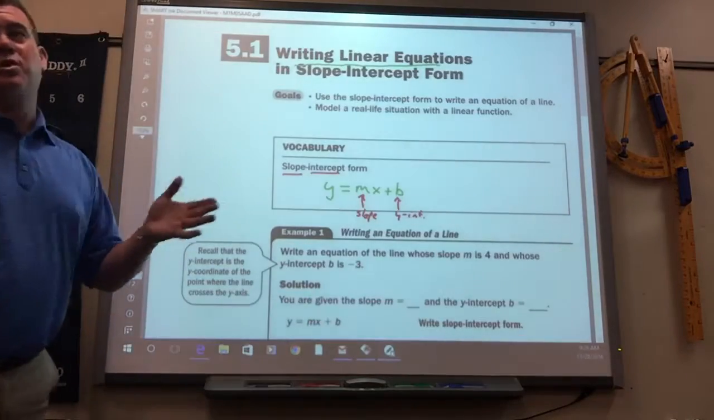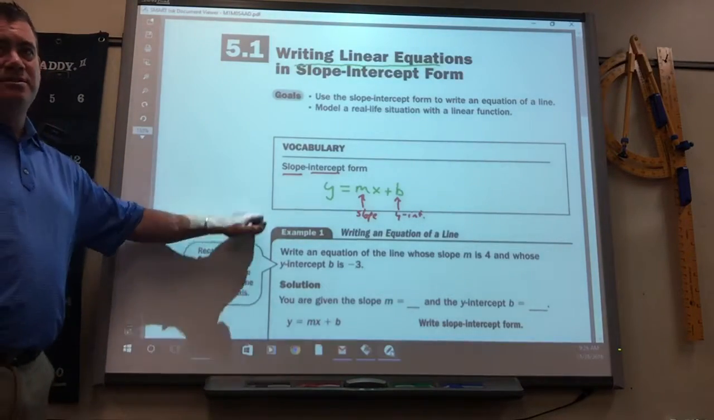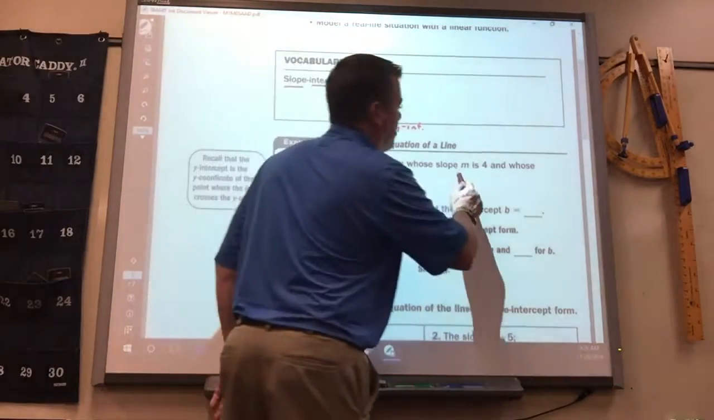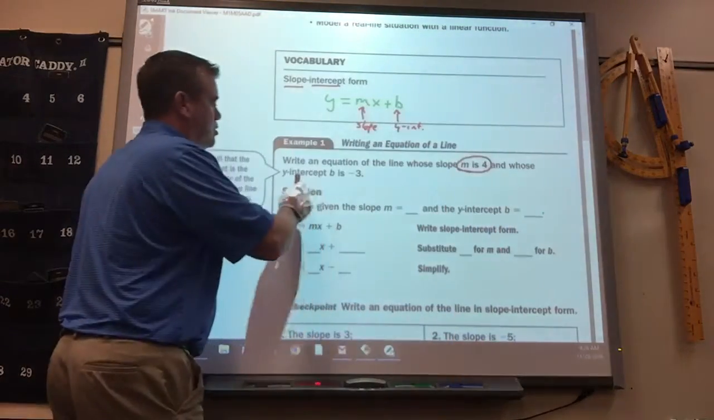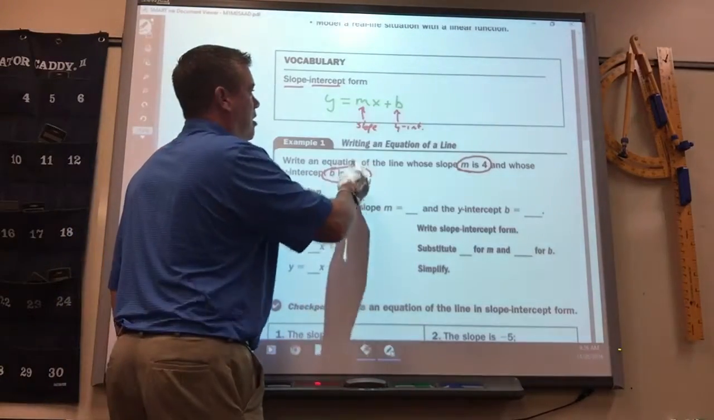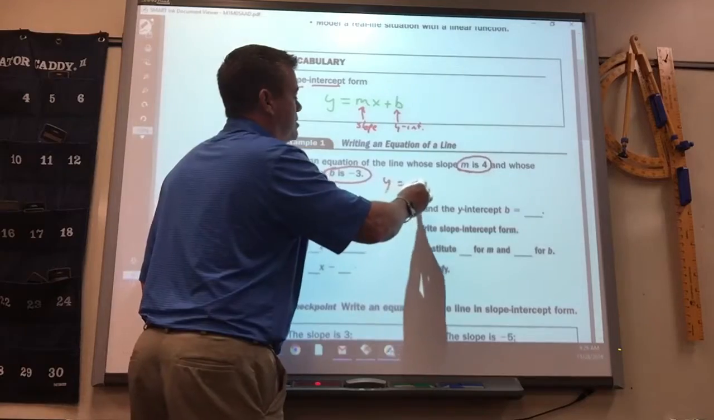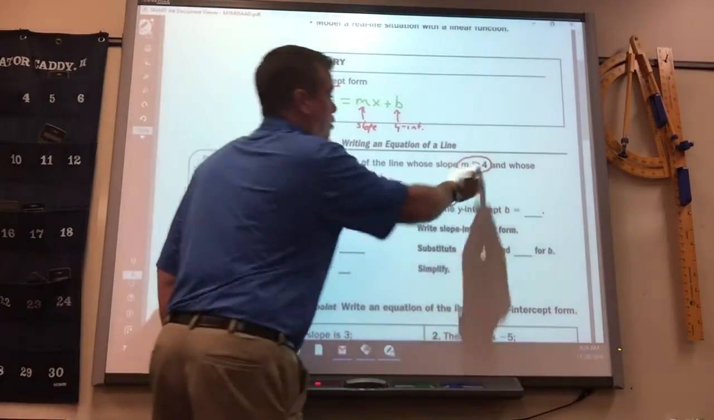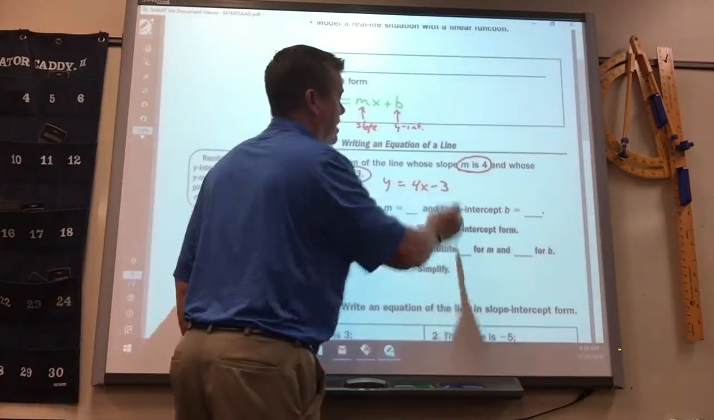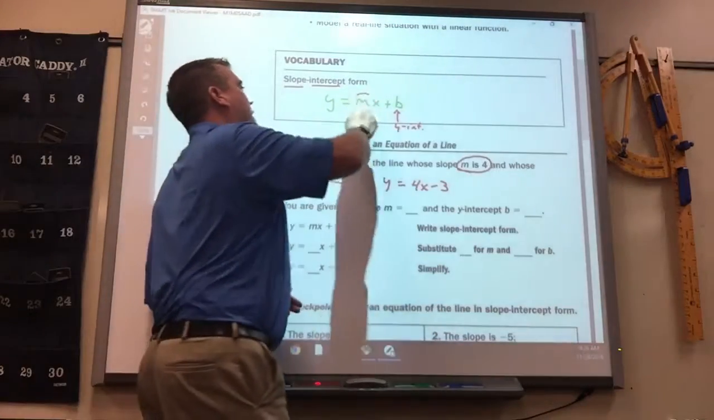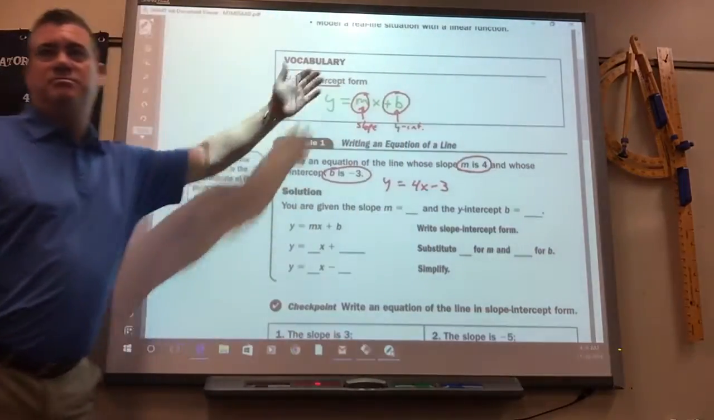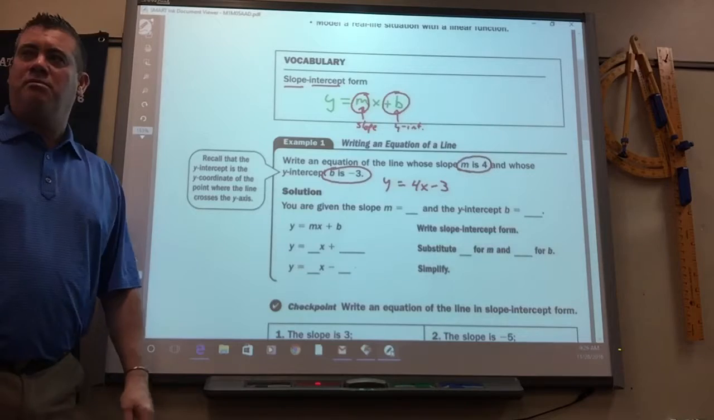So, the first ones are the absolute easiest that you can get. Write an equation of a line whose slope m is 4 and whose y-intercept b is negative 3. So, it's always going to be y equals something x, 4x, and the b is a negative 3, so you just put minus 3. All you do is you plug in m and b. The y and the x just stay there.